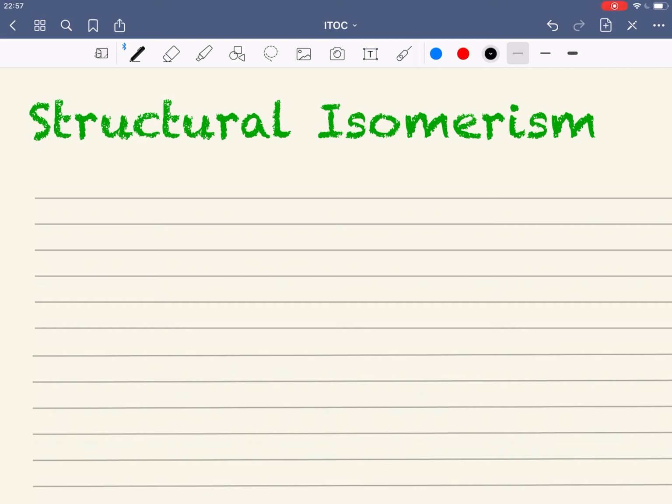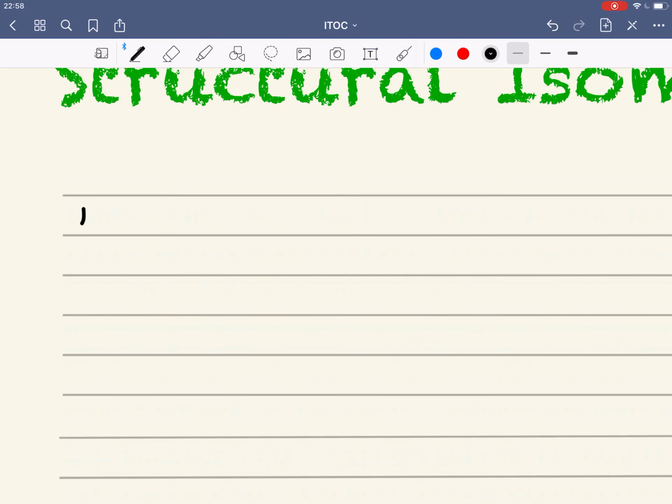Here we're going to look at structural isomerism. We defined in an earlier video structural isomerism as being compounds of the same molecular formula in different structural formulas. We're now going to look at the three different types of structural isomerism. The first of these is chain isomerism.